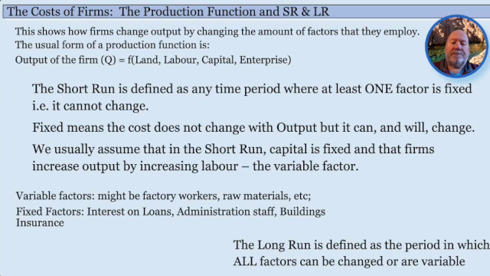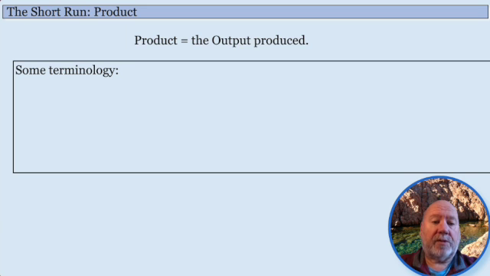The long run, if the short run is defined as any period in which at least one factor is fixed, and this is what we're going to be looking at now, the long run is a period in which all factors can be changed, or all factors become variable. So from now on in the video we're talking about the short run where at least one factor is fixed. So let's get the product sorted out.